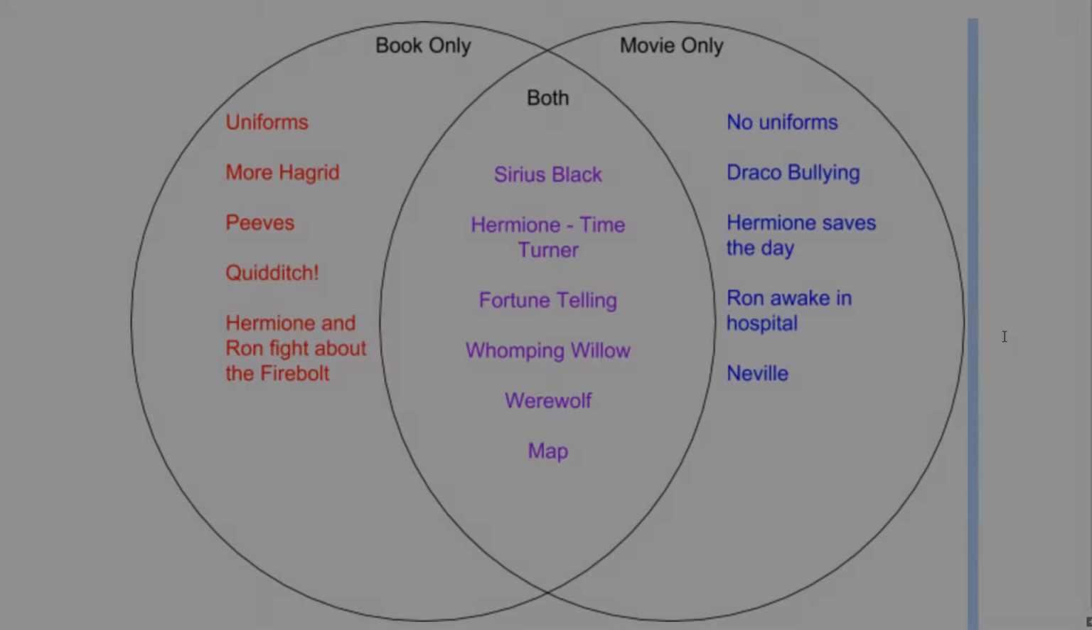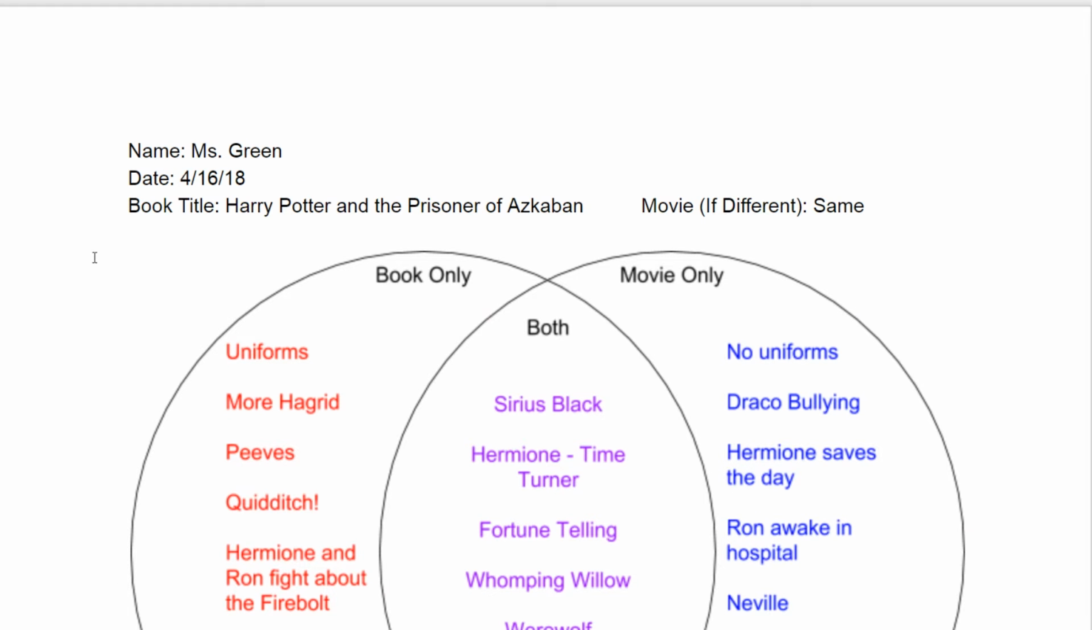I'm going to be putting up a clip of the Venn diagram and an example of what I did. So for all of the groups, I want everyone to see what it looks like when it's completely finished. So for the book title, I have Harry Potter and the Prisoner of Azkaban, movie, if different, but it's not different for me, so I just put same. I have a Venn diagram here.